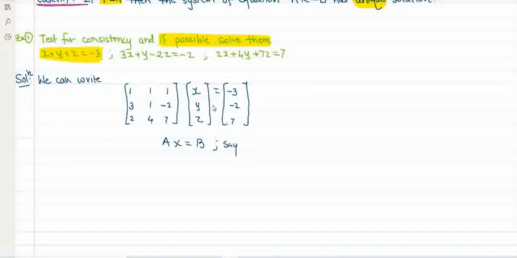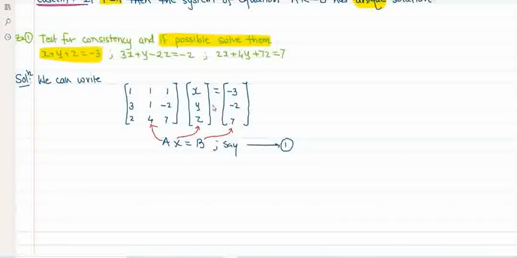Suppose when I am writing this, I am using the notation. Here the matrix A stands for the coefficient matrix, matrix X stands for the matrix of unknowns, and matrix B stands for the constant matrix. Not necessary to mention separately.